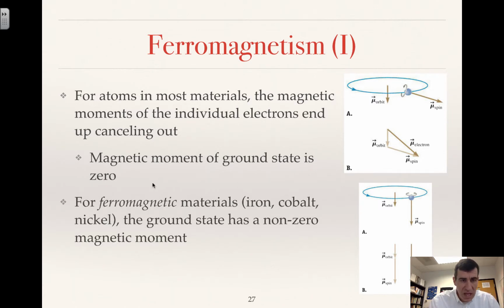However, there are a few materials, called ferromagnetic materials, most commonly iron, but also cobalt and nickel, where the ground state actually has a non-zero magnetic moment. It's due to an interesting effect called spin-orbit coupling, where the magnetic moments from the spin and the orbit are coupled together, and they end up lining up, and they don't just cancel out.